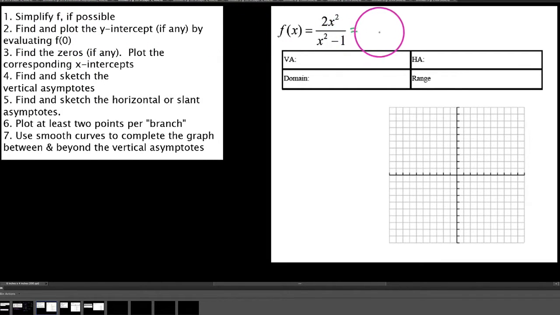What I essentially mean is we need to factor any expressions on the top or the bottom. And I notice here that the bottom is a difference of two squares. The top, however, is just 2 times x times x. So there's really not much we can do with that. But this would be our simplified expression to a certain extent.